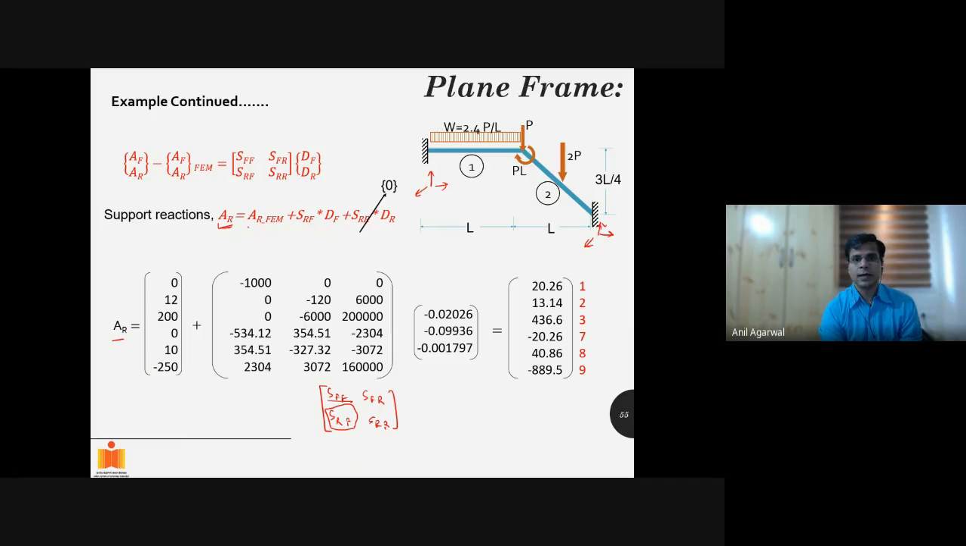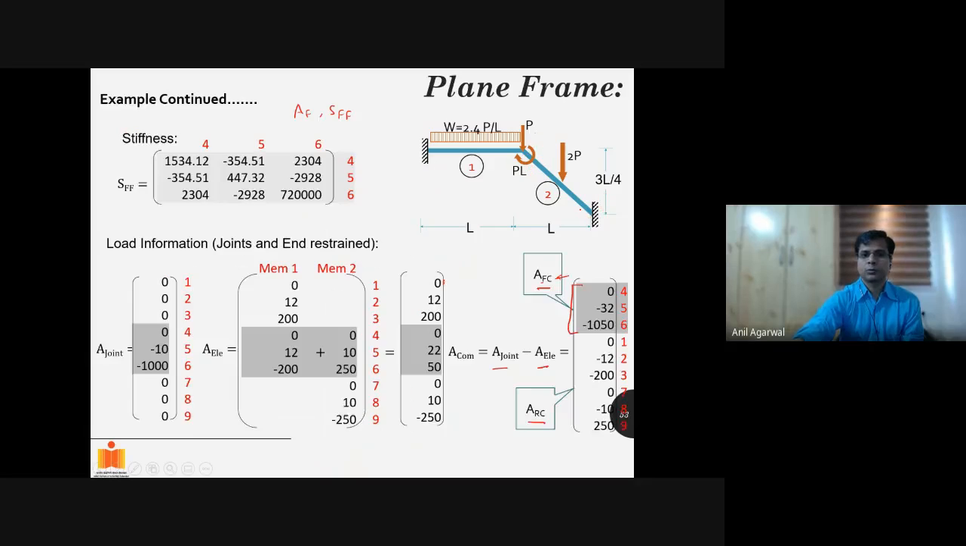That is AR. AR FEM, which I've taken to the right hand side, corresponds to these degrees of freedom in the global coordinate system from the fixed end moments. So let's look at these degrees of freedom. You remember I call it 1, 2, 3, then 4, 5, 6 are not there, then 7, 8, 9. So in the FEM vector, we have to look for the components 1, 2, 3, 7, 8, 9. Let's go back. These are those components 1, 2, 3, 7, 8, 9, right?